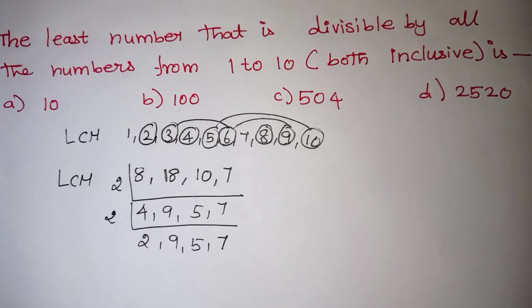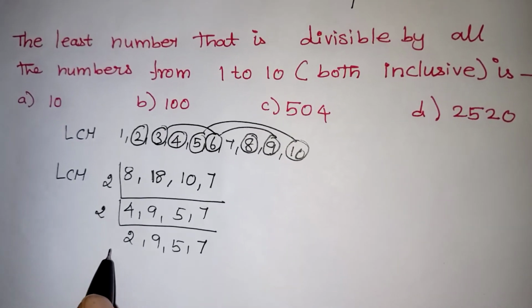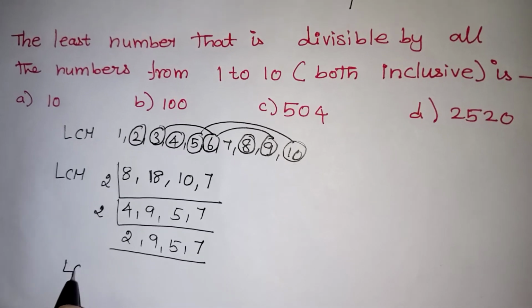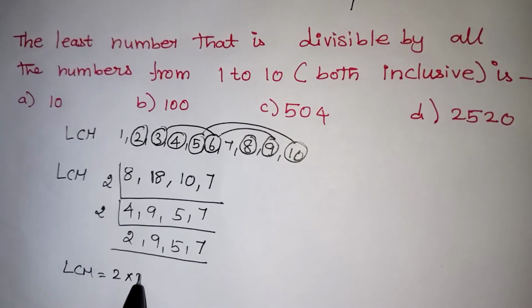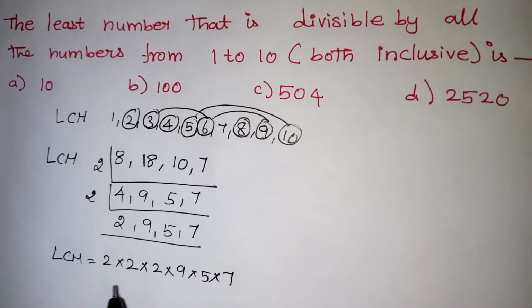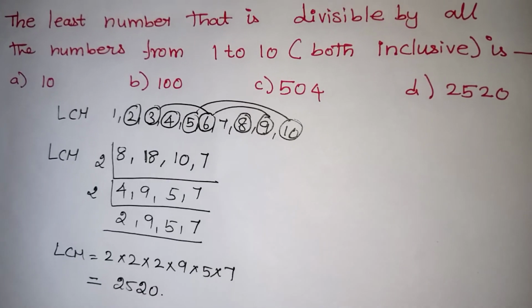here we don't have any common tables now. So here we are not getting any common table. So we can stop up to this and multiply all these numbers. So the LCM value will be 2 into 2 into 2, 9 into 5 into 7 we are getting. We multiply all these numbers, we are getting 2520. That is your correct answer.